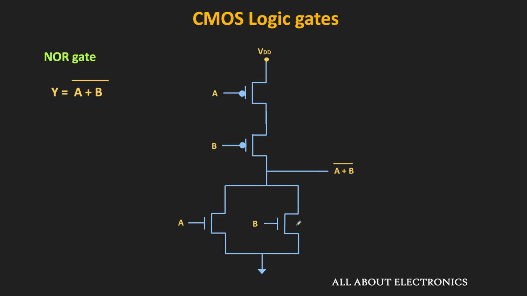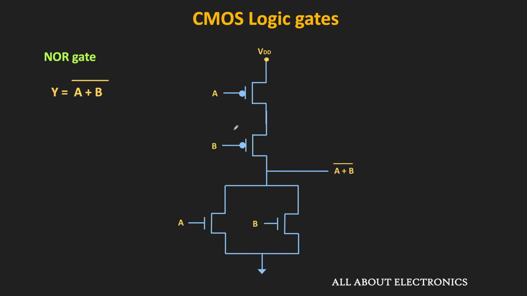And if we see the PMOS network, then it will be the dual of the NMOS network. So here in the NMOS network, since both transistors are connected in parallel, in the PMOS network, both will get connected in series. And in this way, this is the CMOS implementation of the 2-input NOR gate.